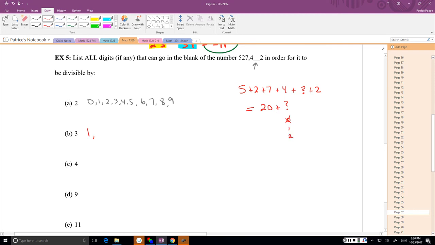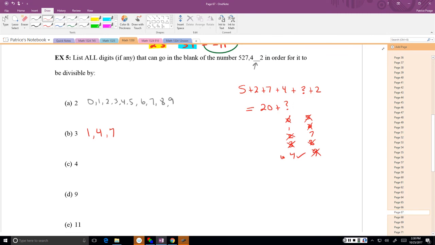What if I put a 2 in there? If I put a 3 in there? If I put a 4 in there? Yes, because 20 plus 4 is 24, and 24 is divisible by 3. What if I put a 5 in there? 6, 7? Yes, because 27 is divisible by 3. 8, 9? No.